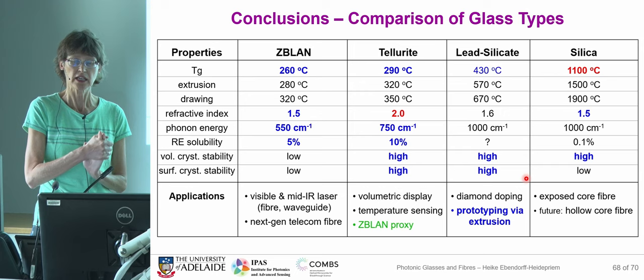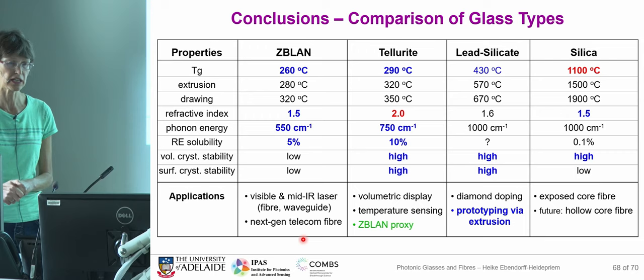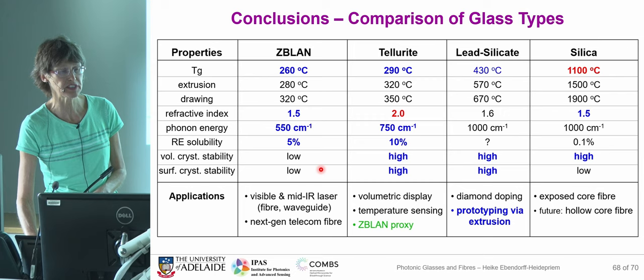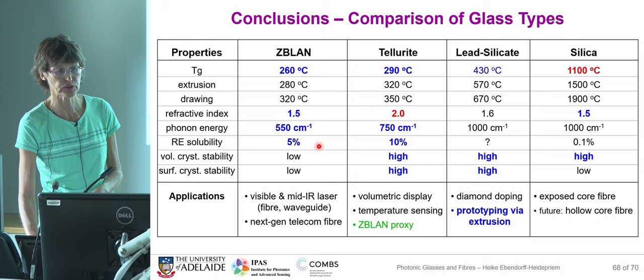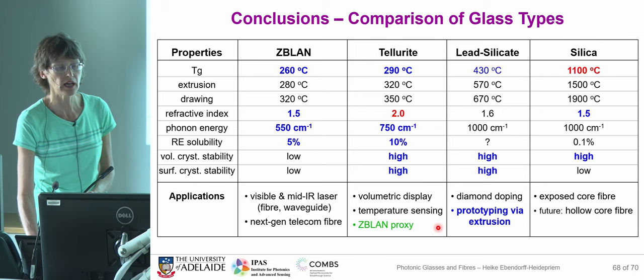And so this low phonon energy, low index, is ideal for the next generation of telecommunication fiber, and we just have to find a way of dealing with the low crystallization stability. The same also, the high rare-earth solubility is good for fiber lasers and waveguide lasers. The telluride, because of this high crystallization stability, is therefore really well suited for volumetric display applications and temperature sensing.